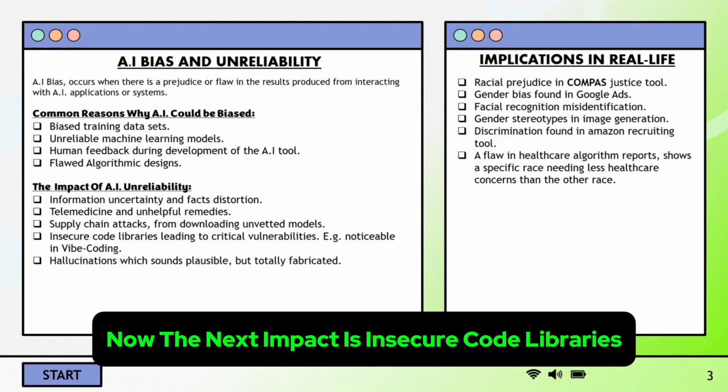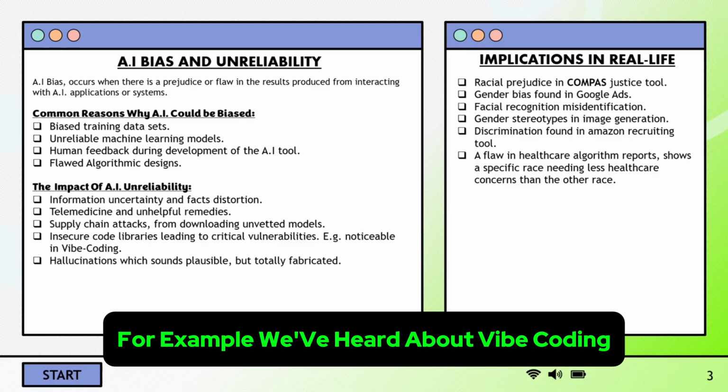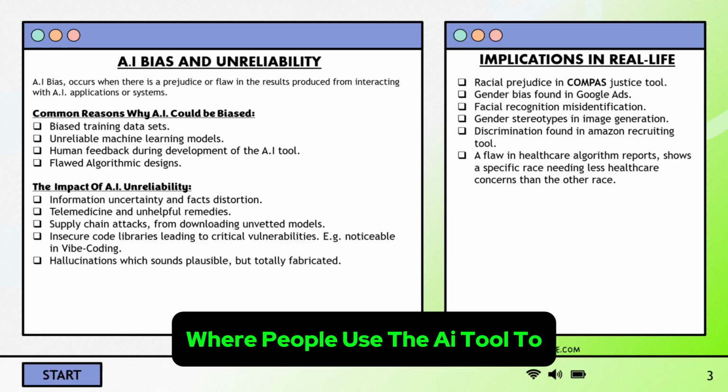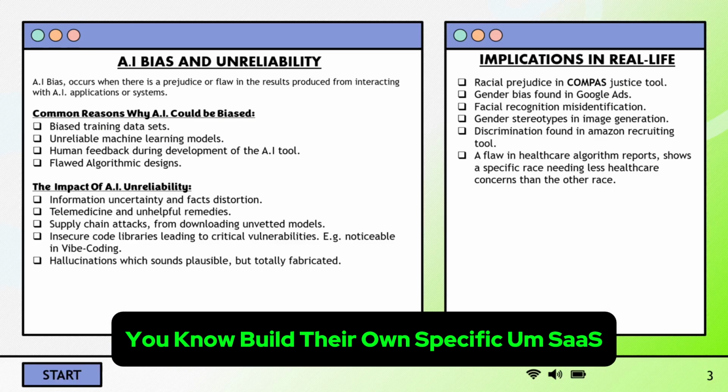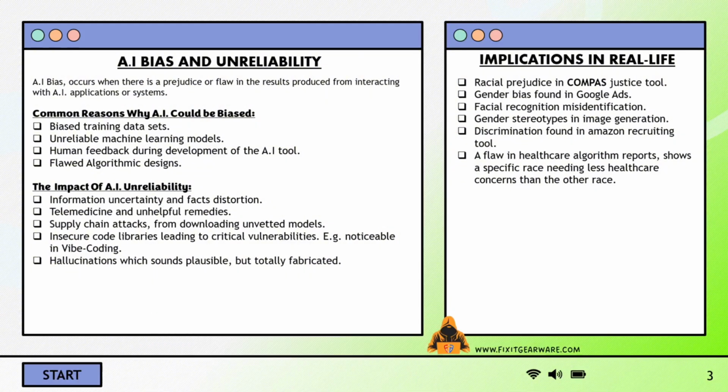Now, the next impact is insecure code libraries that could lead to critical vulnerabilities. For example, we've heard about vibe coding, where people use the AI to build their own specific SaaS, so software as a service, or website.